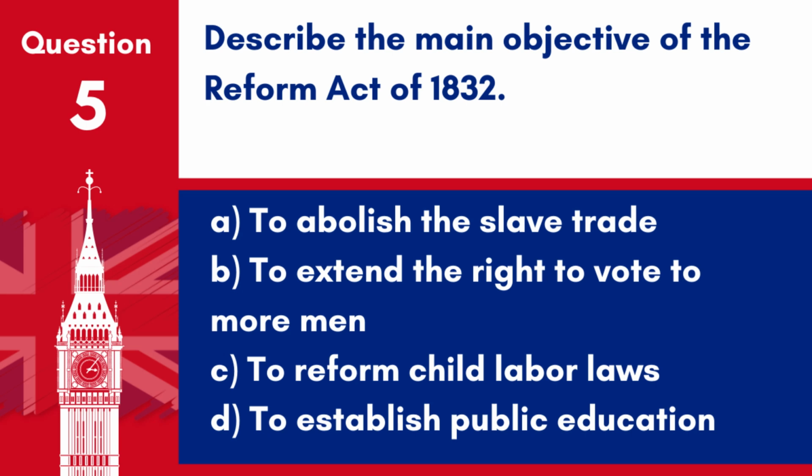A. To abolish the slave trade. B. To extend the right to vote to more men. C. To reform child labour laws. D. To establish public education. Answer: B. To extend the right to vote to more men. The main objective of the Reform Act of 1832 was to increase the electorate of the UK and make the representation of voters in Parliament more equitable.